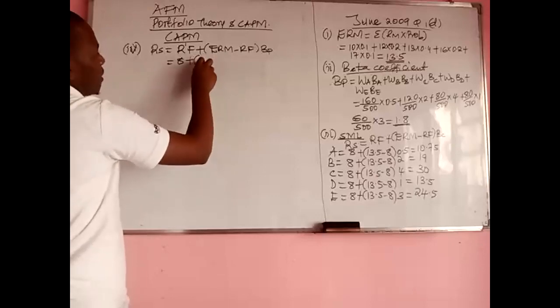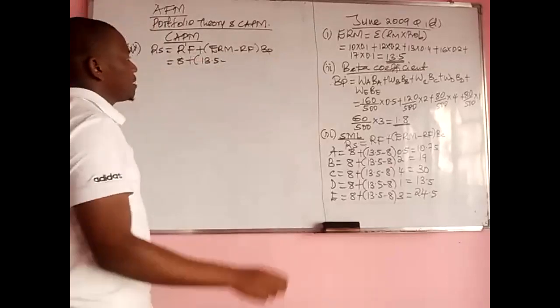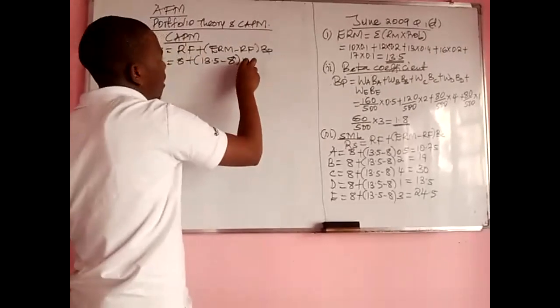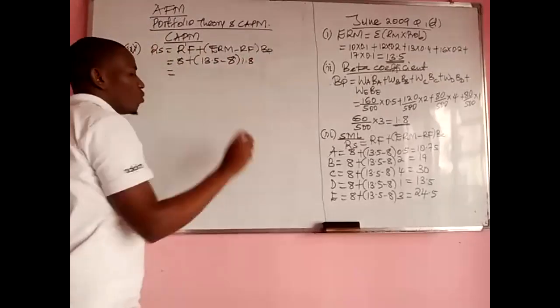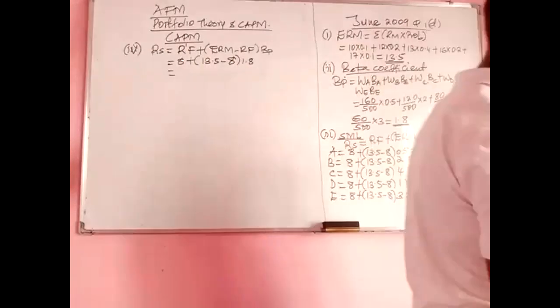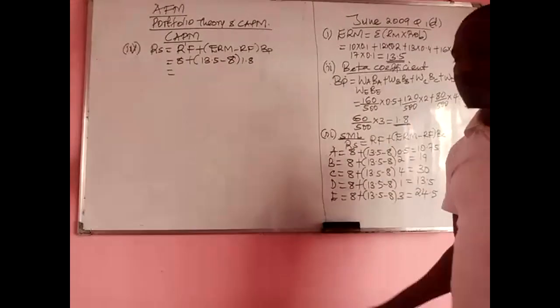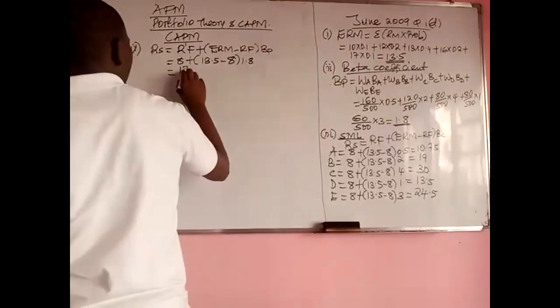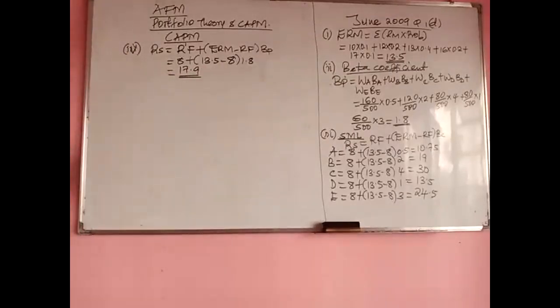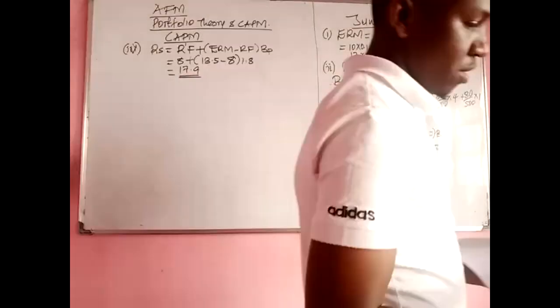This is how much? You have 13.5 minus the risk-free rate of 8, and the beta of that we had, 1.8, which in that case is giving you how much? It should be 17.9. And that is how you do for that question.